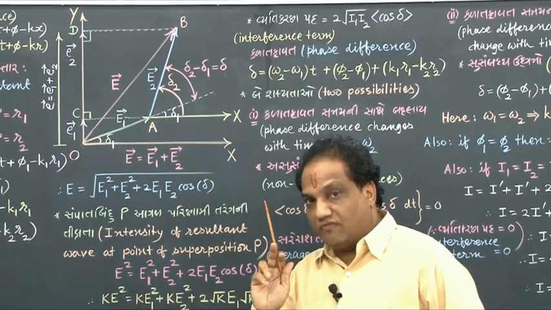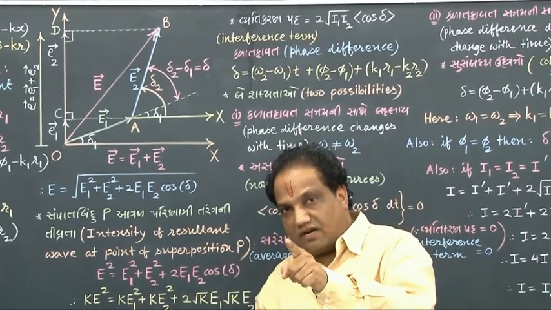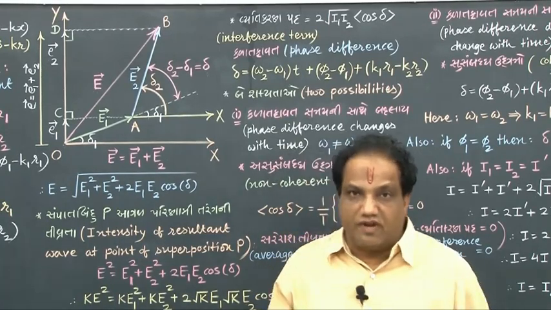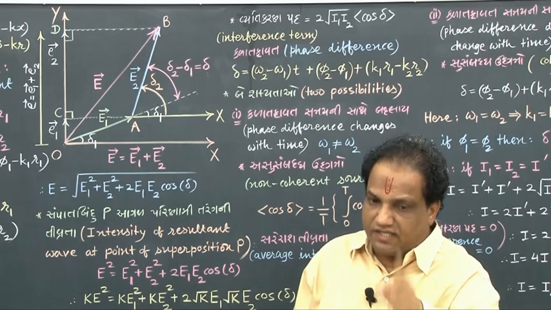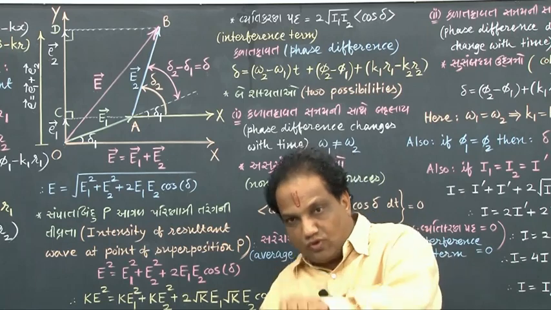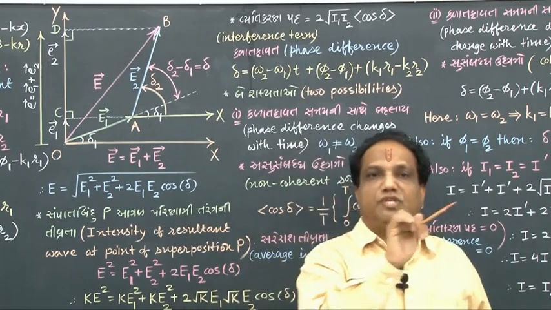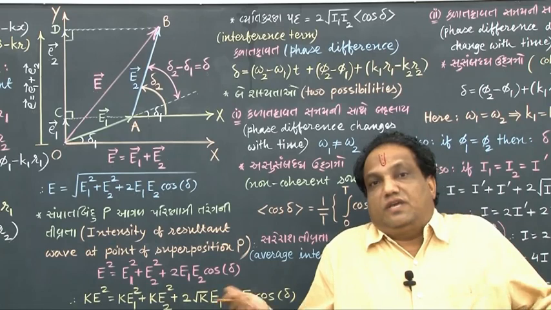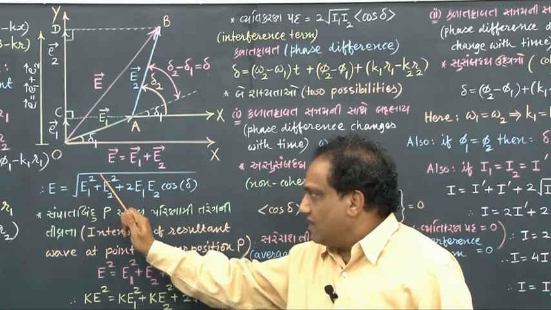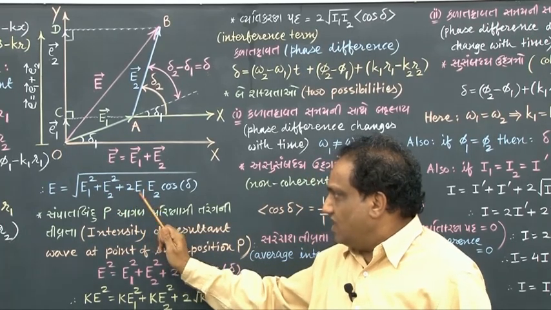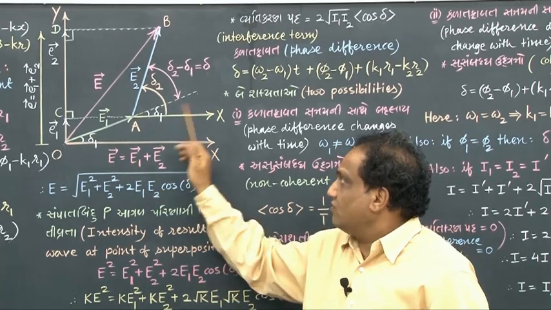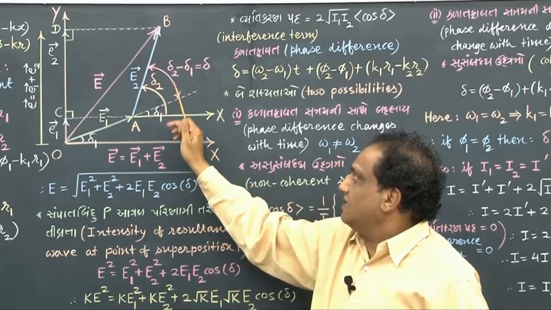Remember from semester 1, the resultant vector R was equal to vector A plus vector B. What was the angle between vector A and vector B? It was theta. At that time, the magnitude of the resultant vector you had written was capital R equals under root of A square plus B square plus 2AB cos theta. Similarly, here we can write E equals under root of E1 square plus E2 square plus 2 E1 E2 cos delta. Because right now the angle between these two vectors is not theta but delta.